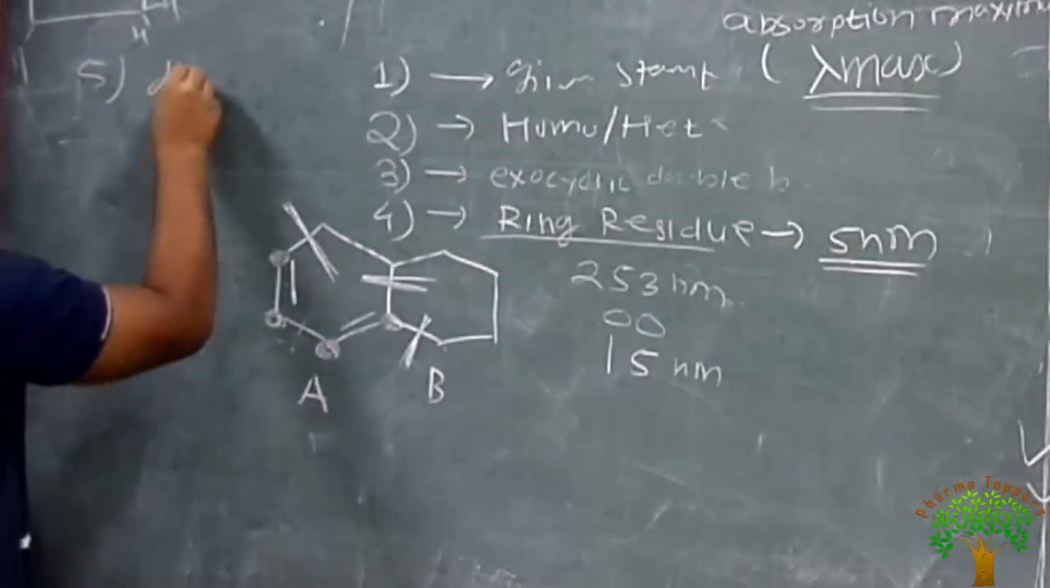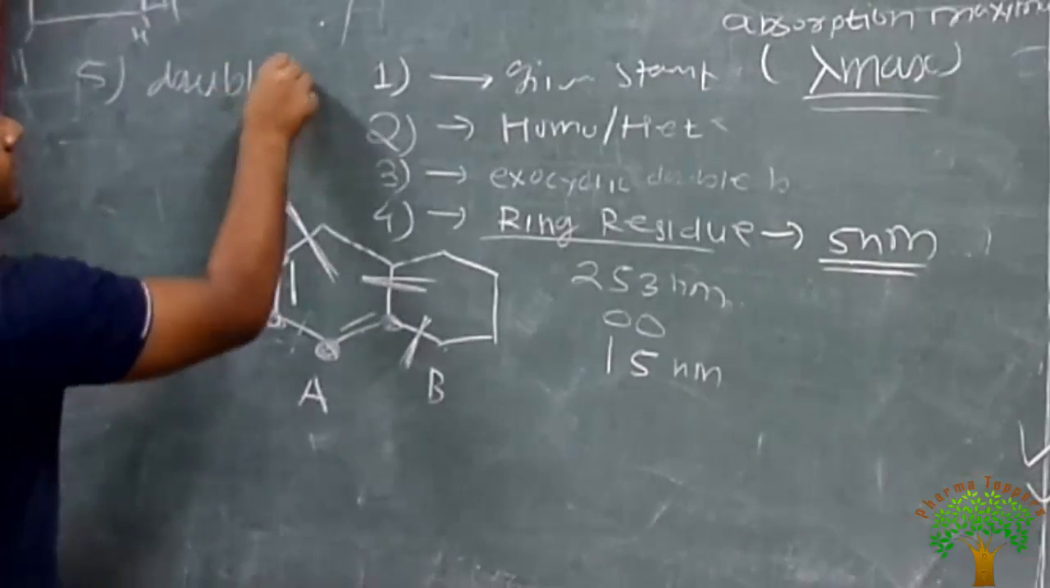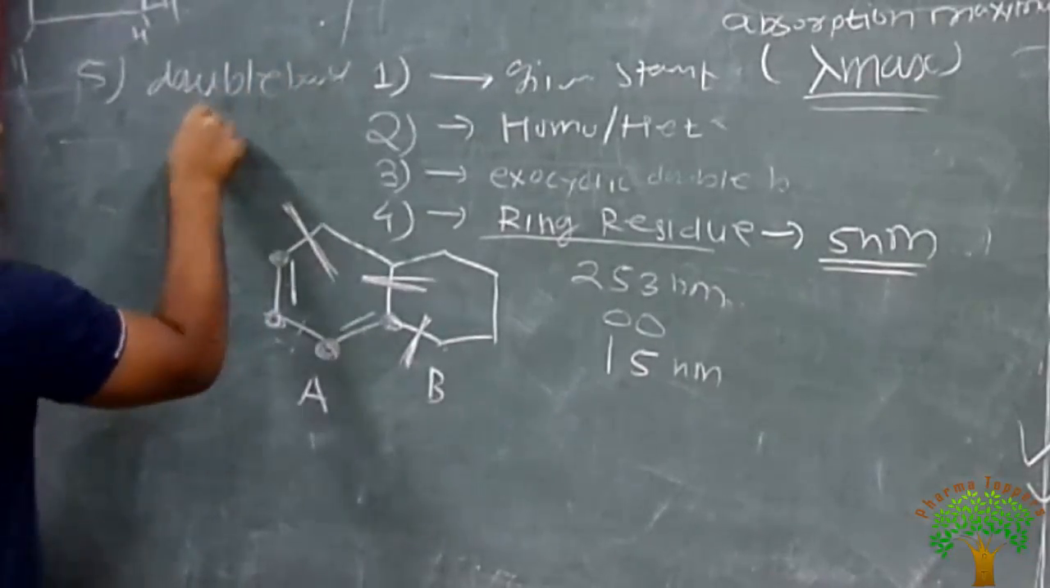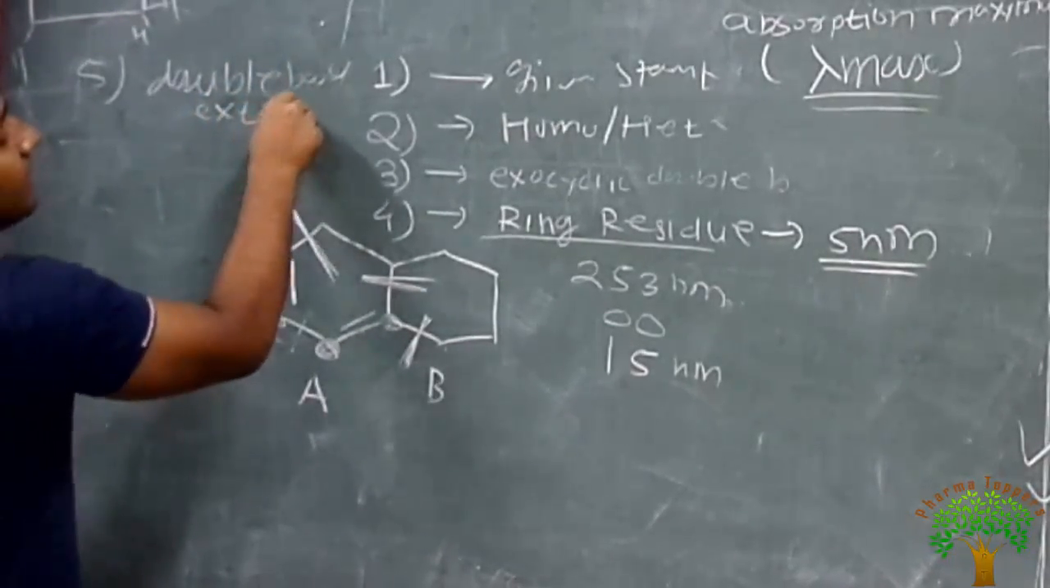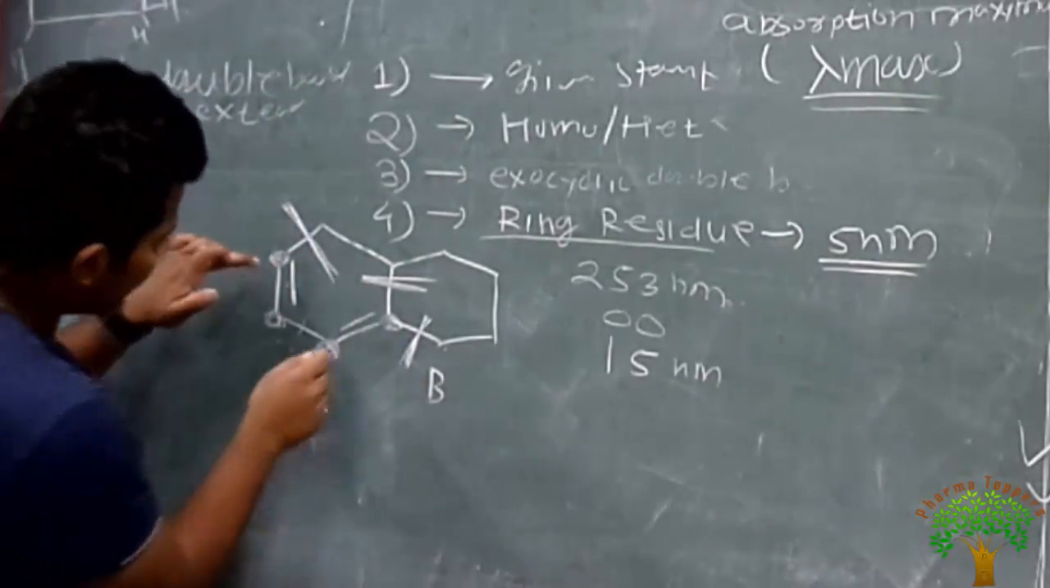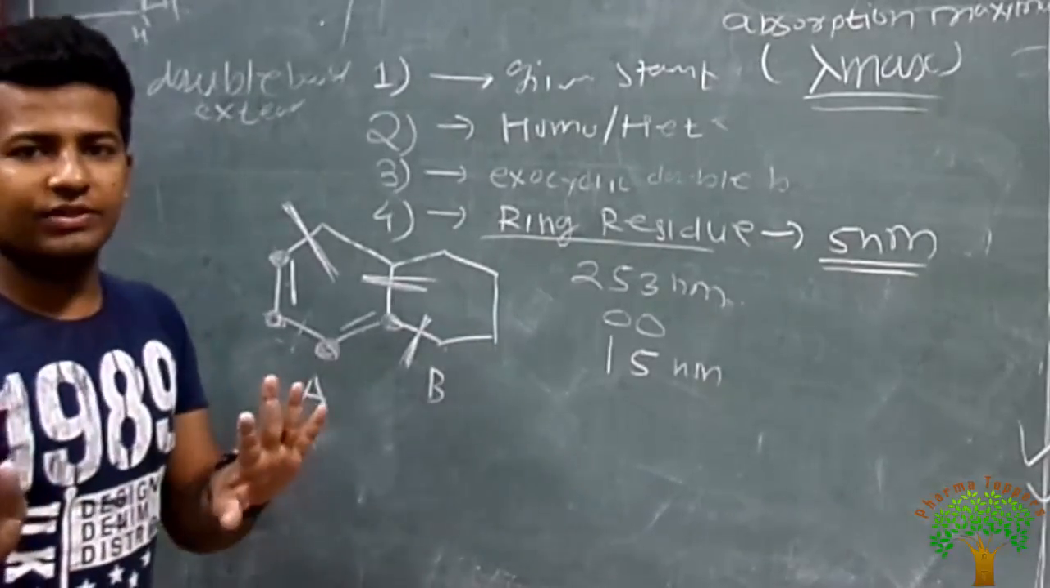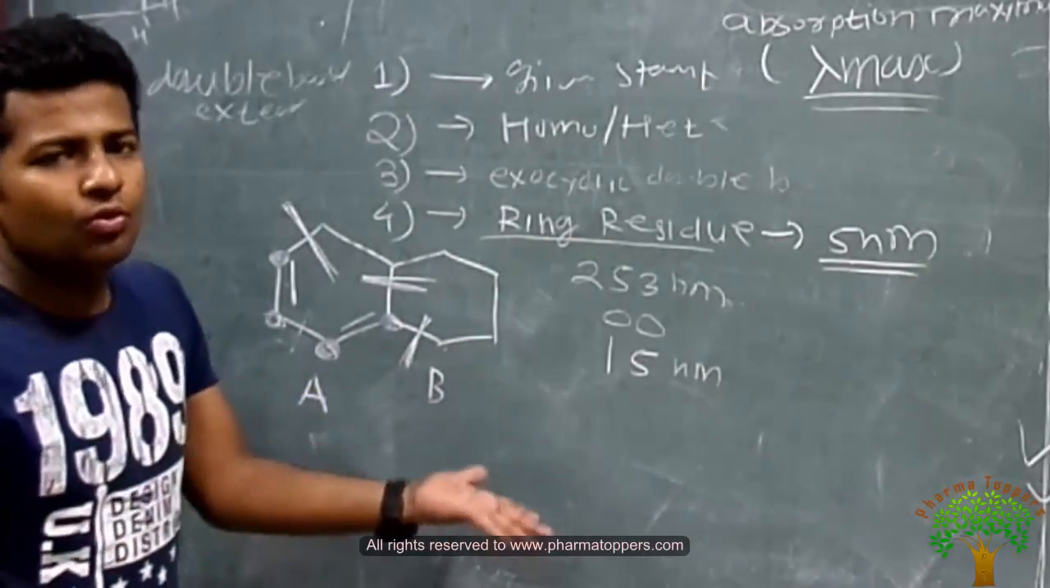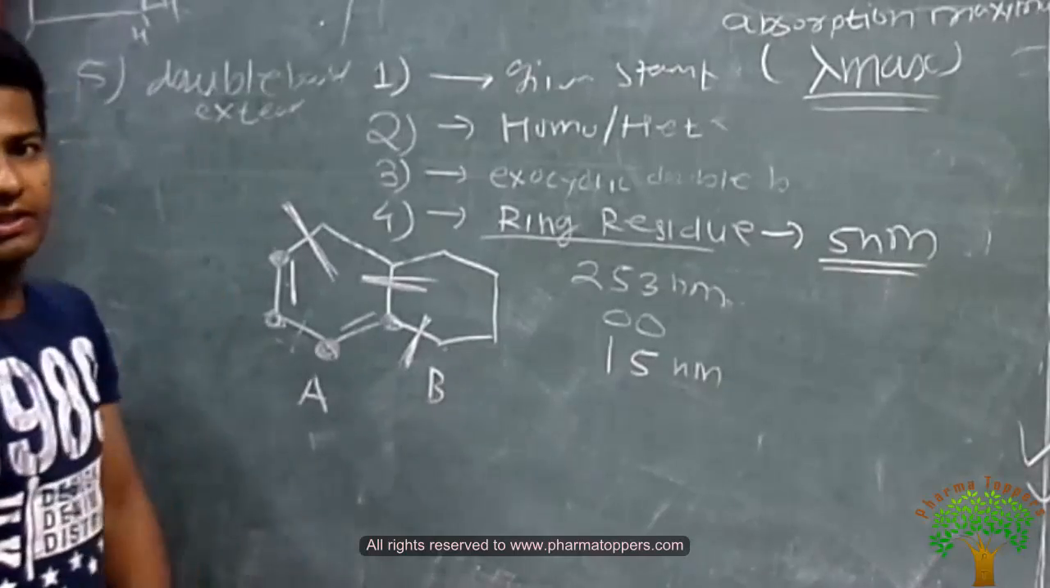Does any structure contain a double bond extending conjugation? We already know what is meant by double bond extending conjugation. In this structure, only two double bonds are present. That's why there is no chance of a double bond extending conjugation.